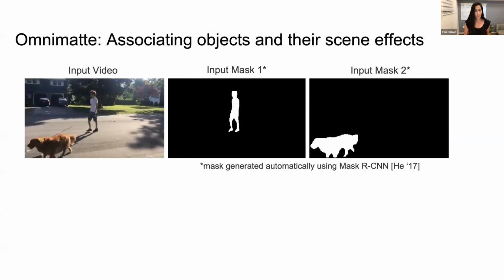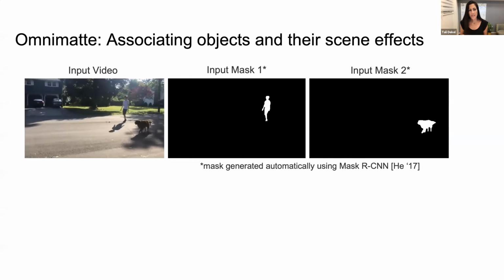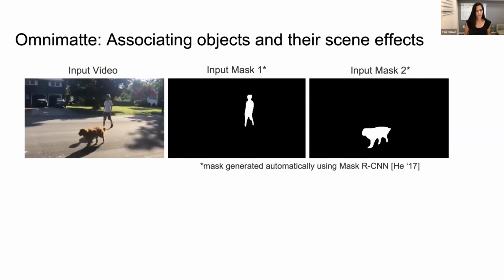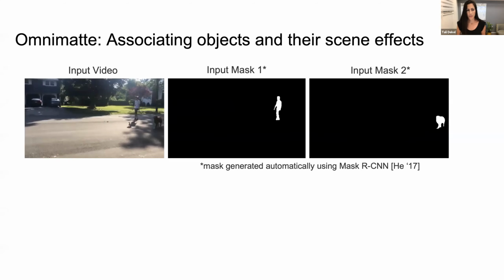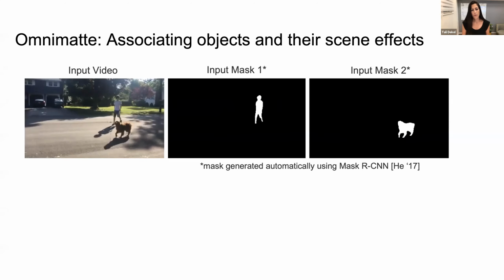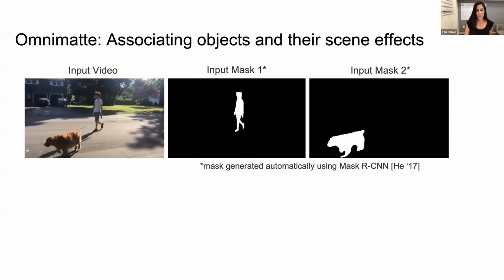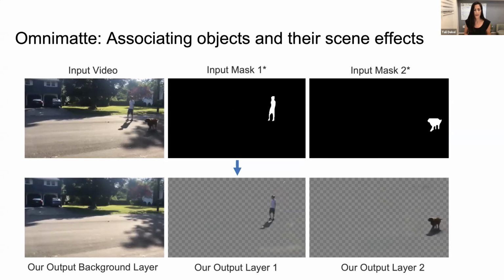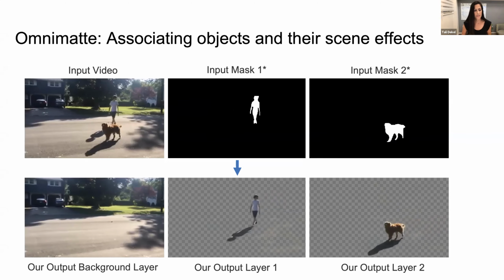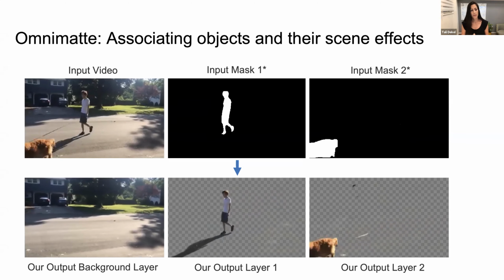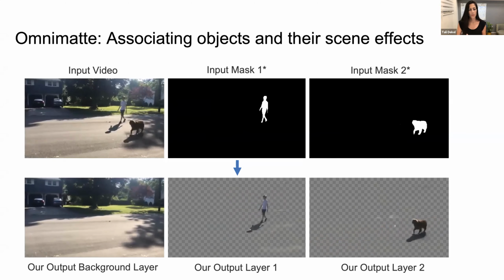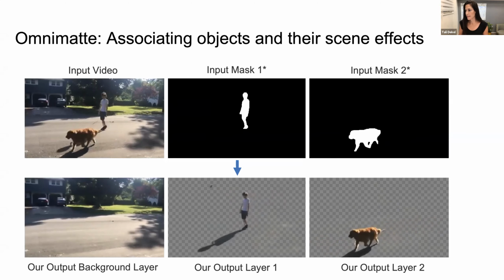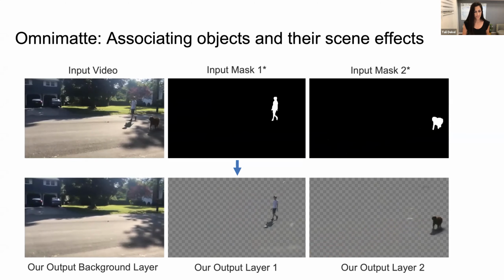So we're given an input video, and we have a rough segmentation mask that you can get using off-the-shelf techniques like Mask R-CNN for each object of interest. And now the goal is to take this input and produce RGBA layers, which we named Omnimatte, that contain not only the object, but also all their scene-related effects, like you can see here.